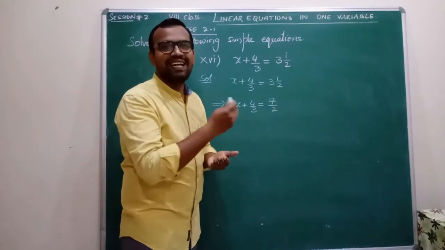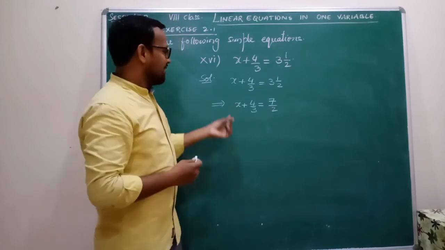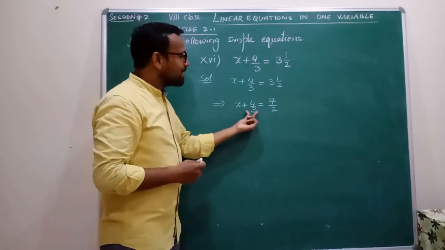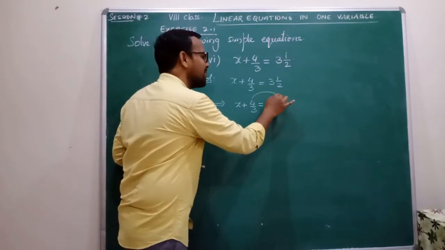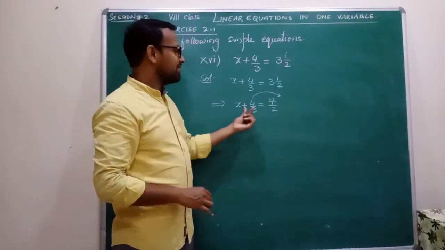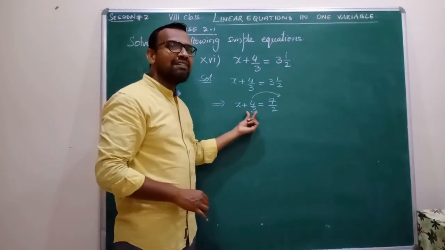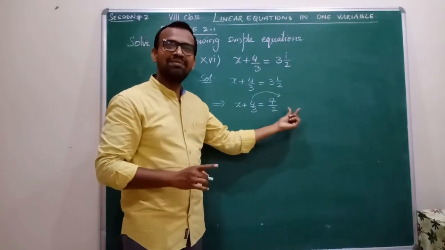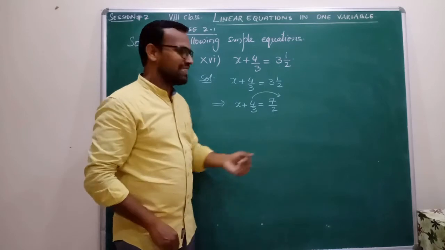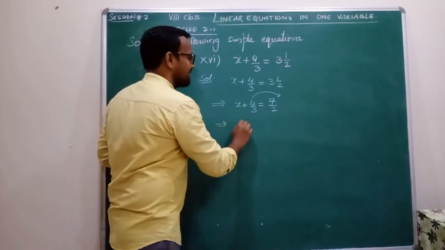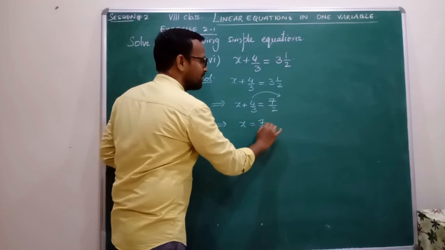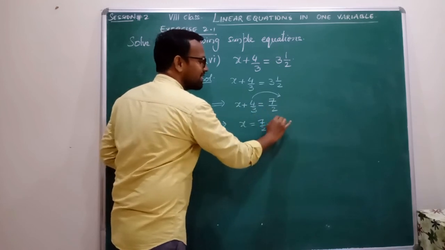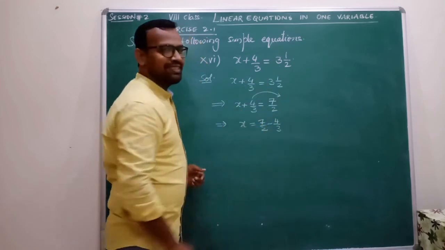Now let us start transposing the terms. So other than the variable, what is present? Plus 4 by 3. Now let me transpose this plus quantity to other side. A plus quantity, after transposing, it becomes minus quantity. So that implies x is equal to 7 by 2 plus 4 by 3, other side becomes minus 4 by 3. Right.